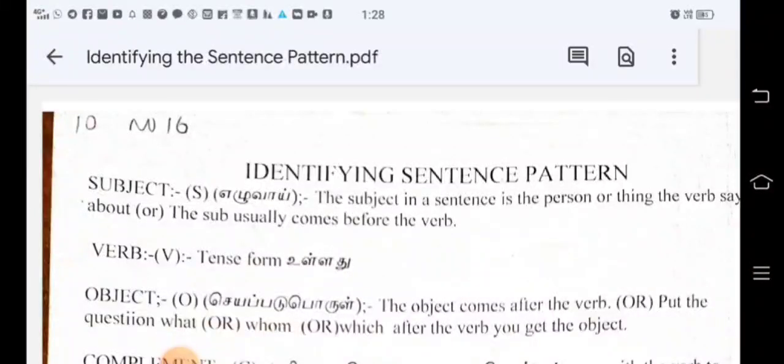Today we are doing identifying sentence pattern. What is meant by identifying sentence pattern?